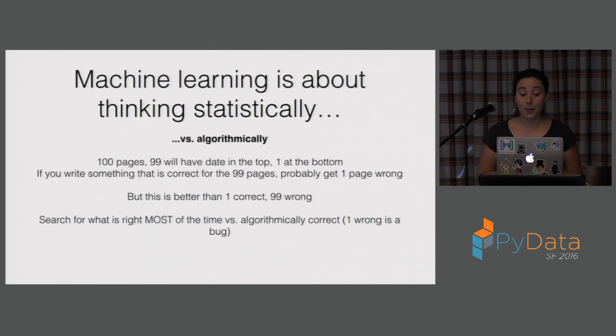So let's say for this problem, if you have 100 pages, 99 of them will have the data at the top, and one of them will have the data at the bottom for some inexplicable reason. If you write something that's correct for those 99 pages, most likely it's going to get that last page wrong. But of course, that's much better than getting one correct and 99 wrong, which I would if I make the opposite assumption, like the dates are usually at the bottom. So at least what I found is that machine learning is often for problems where there's no option to get 100 of them right. That's just not possible. So you're searching for what's right most of the time versus something that's algorithmically correct, where you would consider that wrong answer to be a bug, versus in this case, it's just the cost of doing business.